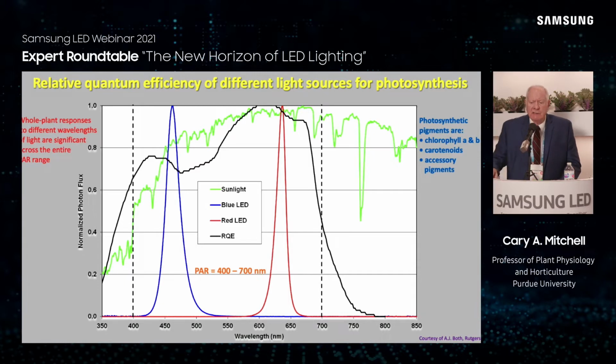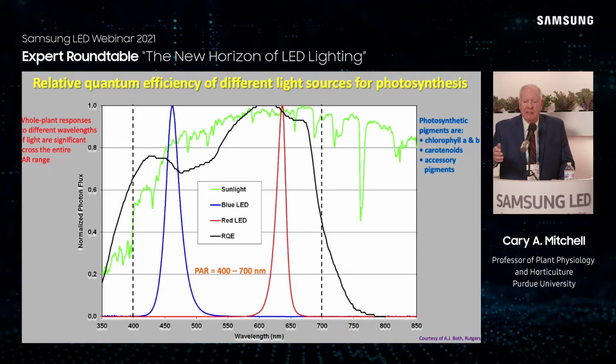So here is a very important curve, and the green one, again, is overlaying the solar spectrum. But the black curve is the relative quantum efficiency of each of the wavelengths of the PAR individually, separately, when they're given discretely. And you can see that the red from 600 to 700 has the highest peak.